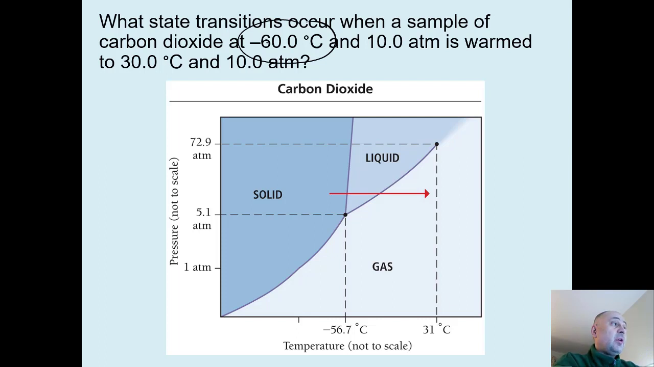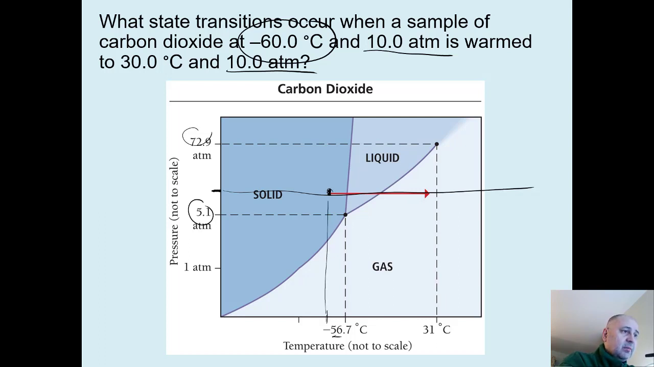One last example. What state transition occurs when a sample of carbon dioxide at -60 Celsius and 10 atm is warmed to 30 degrees Celsius and 10 atm? The first thing we notice is that the pressure does not change. So this is 72 and this is 5.1. Again, it's kind of hard to tell where it is. They give you the red arrow, but if you had to guess, it'll be right around there. This is your 10, the line you're looking for. And now we're looking at -60, so that's here. So we start as a solid.